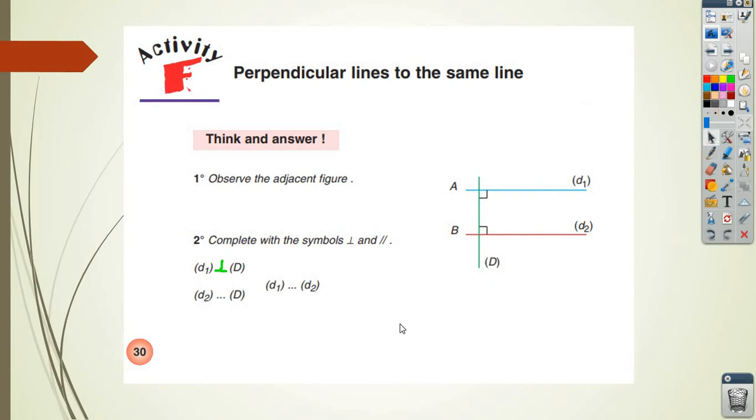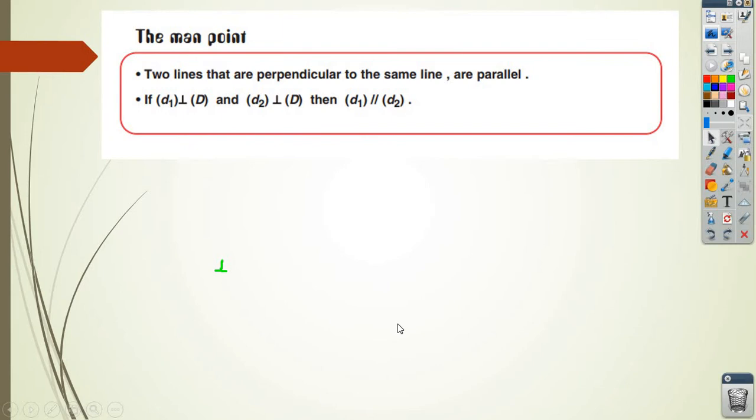After solving this page, let's move to the main point. Two lines that are perpendicular to the same line are parallel. For example, if I have D1 and D2, these are two lines perpendicular to the line D. Two lines perpendicular to the same line D. That makes D1 and D2 parallel.